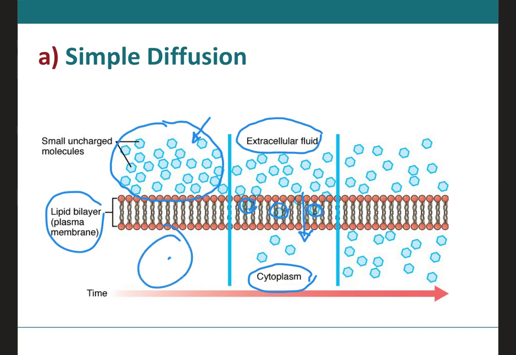Because they are small, they move right in, and you can see at the end that we have the same amount of these molecules outside of the cell and inside of the cell. So this is what we call simple diffusion. As you can imagine, it does not require energy, as the molecules can easily move from one side of the cell to the other down the concentration gradient.